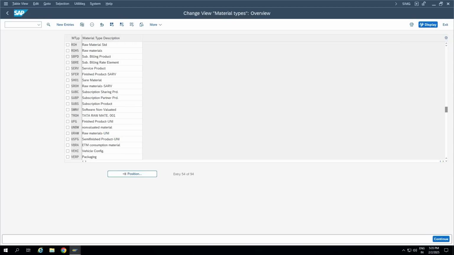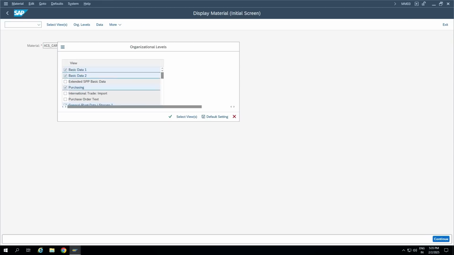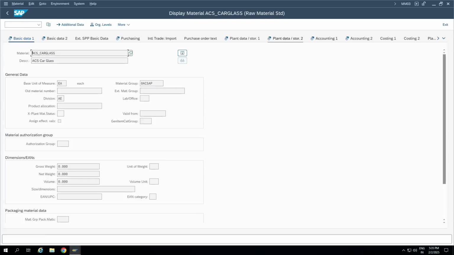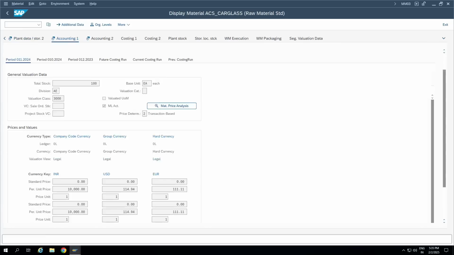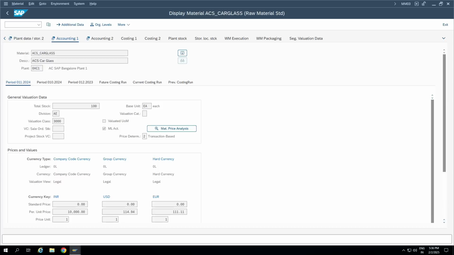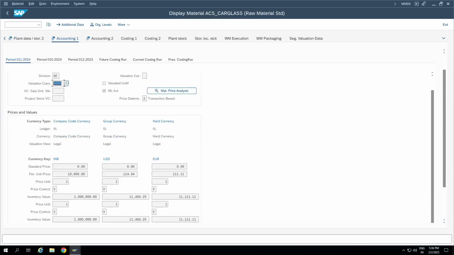Now I'll look at a material. I have a material, a raw material, and we'll see what its price is. I'll go to the Accounting 1 tab. Here, you can see I have a price control of V. Why? Because this is a raw material. The valuation class is 3000 and the price here is 10,000.